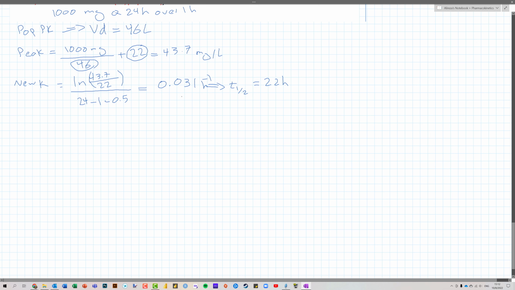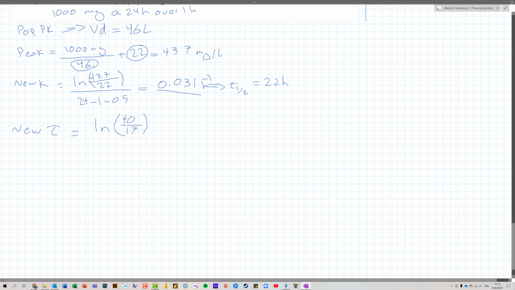So since we have a new K now, which is 0.031, we are going to calculate another regimen, so a new tau. Again, we're going to do ln of our goal peak and trough, so that hasn't changed. It's a severe infection, so 40 over 17. Again, 17, I just chose something between 15 to 20.